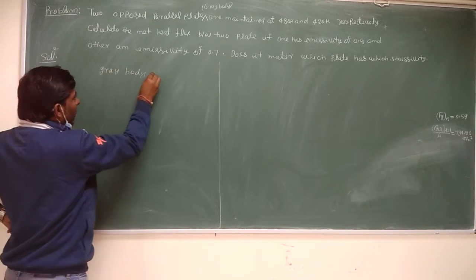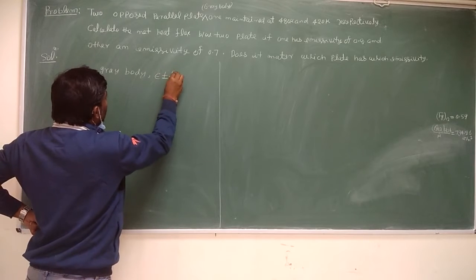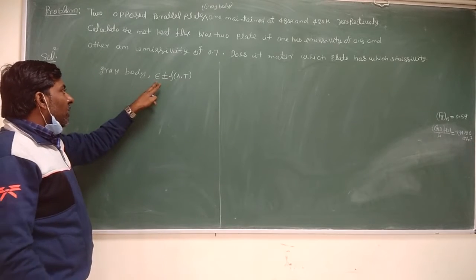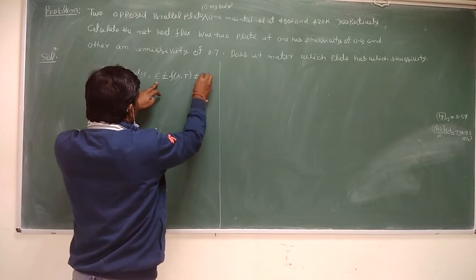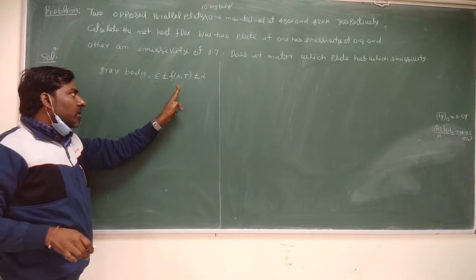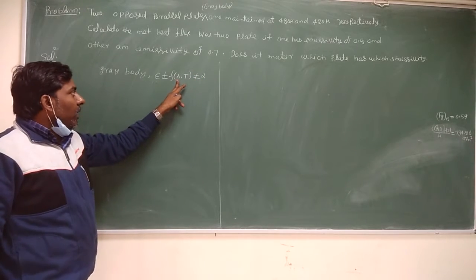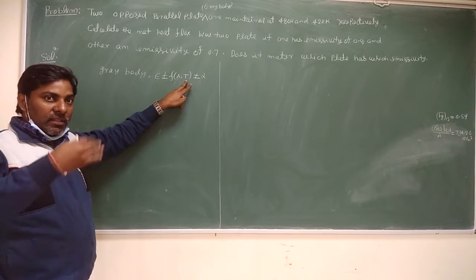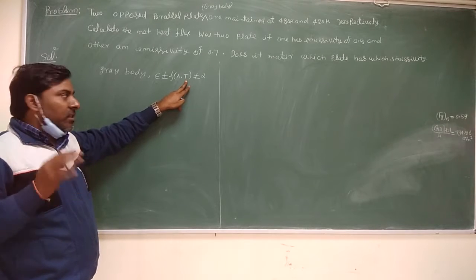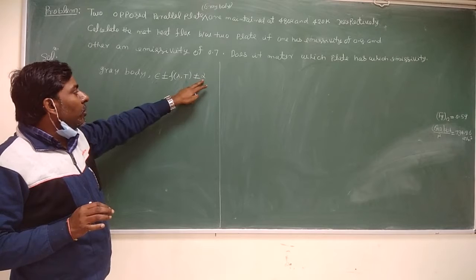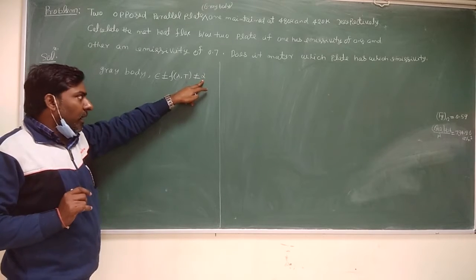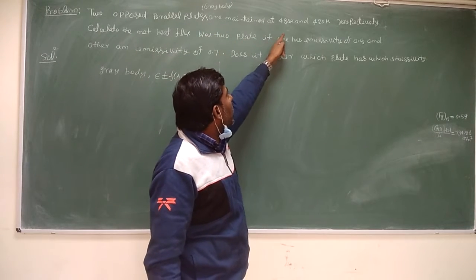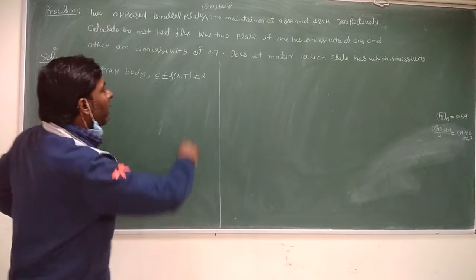So what is a gray body? Its epsilon is not a function of the wavelength of incident radiation and the temperature of the surface. Similarly, alpha is equal to epsilon, and this alpha is also not a function of the wavelength of the incident radiation or of the temperature of the surface. Means whatever the incident radiation wavelength and whatever the temperature of the surface, the emissivity and absorptivity of a gray body will remain constant. Two gray body plates are maintained at 480 and 420 Kelvin respectively.